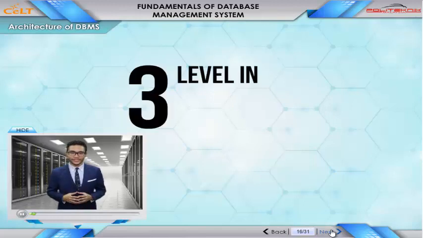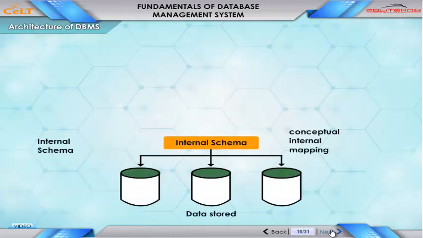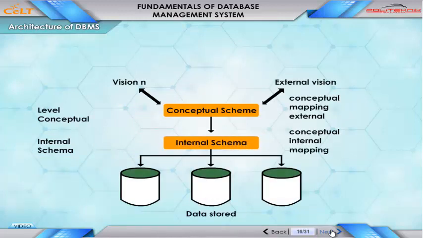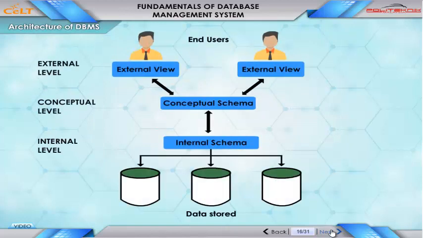There are 3 levels in ANSI Spark architecture. It consists of internal schema, conceptual schema, and external schema. The ANSI has also standardized a 3-level DBMS architecture model followed by most database systems, and it's known as the abstract ANSI Spark design standard. The ANSI Spark database architecture is set up into 3 tiers. Let's take a closer look at them.